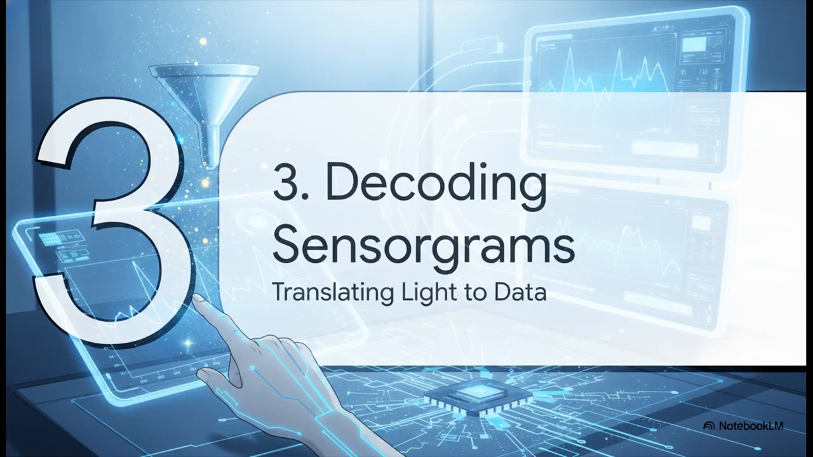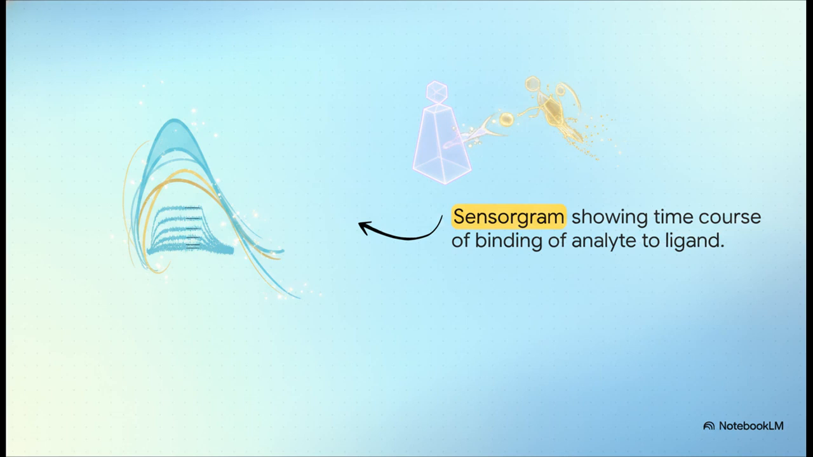Section 3. Decoding the SPR sensorgram. Now, all of those tiny microscopic shifts of light and shadow are completely meaningless unless we can actually translate them into tangible, actionable data. And that's what you're seeing right here.